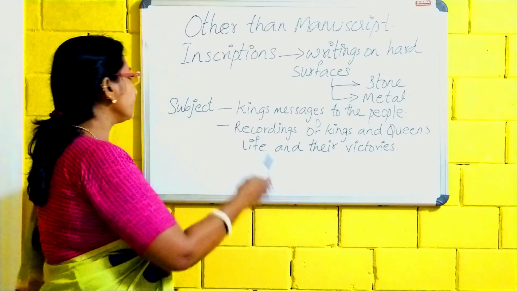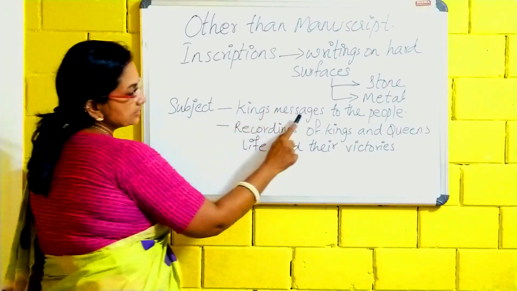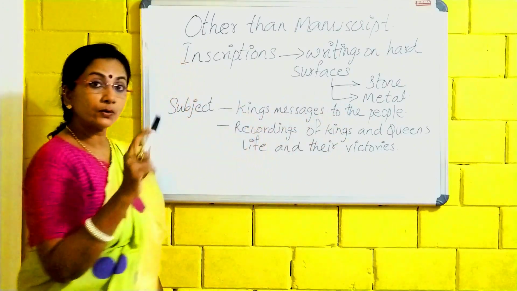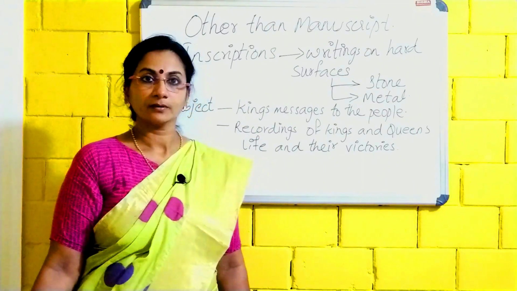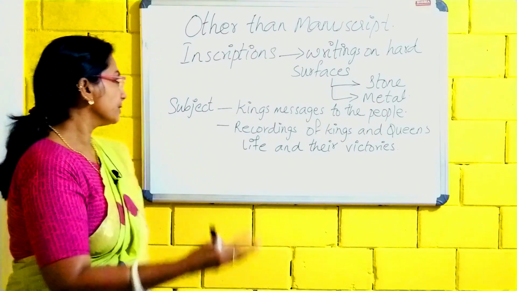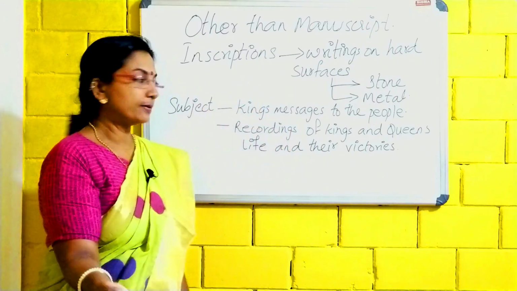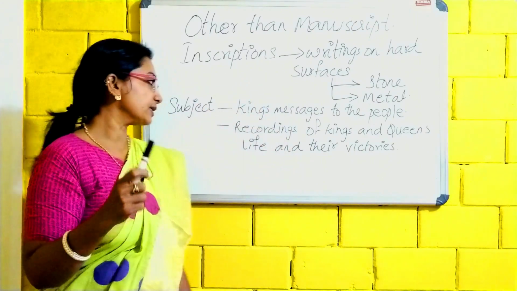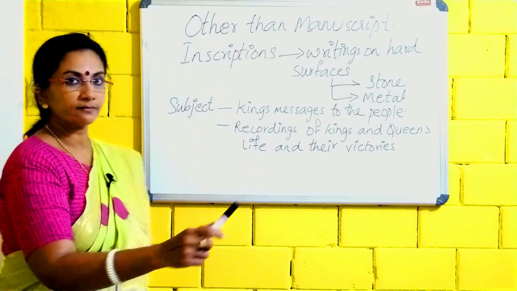Okay, so the subjects of the inscriptions are the king's messages to the people, and records of the lives of kings and queens and their victories. I will give one example, then you will get the point. So what were the subjects of the inscriptions? The king's messages to the people, records of the lives of kings and queens and their victories. Got the point? Once more I will tell you.